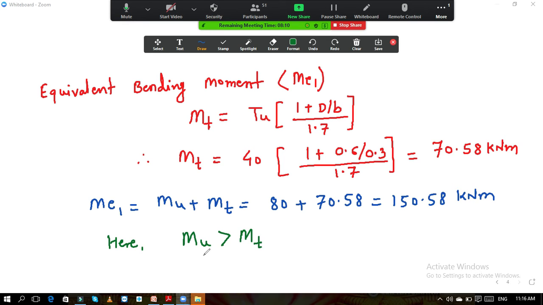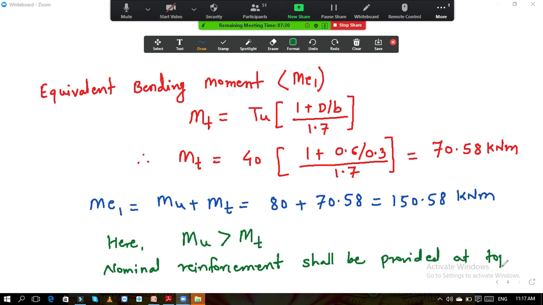Okay. And whenever Mu is greater than Mt, then what we need to do? Whenever Mu is greater than Mt, then there is no need to calculate the ME2. Okay. So here I can write nominal reinforcement shall be provided at top.